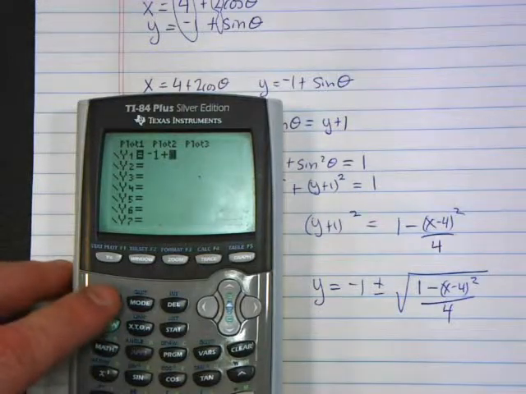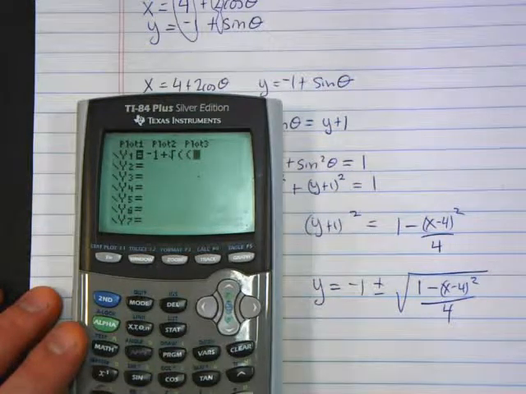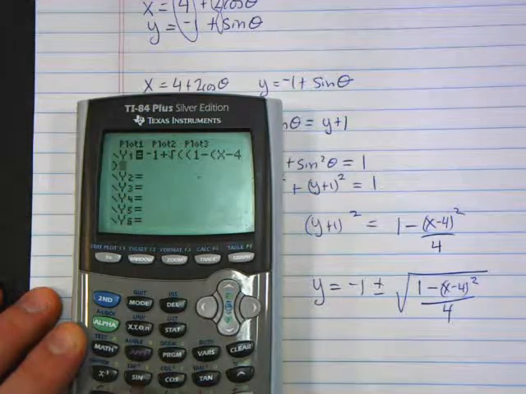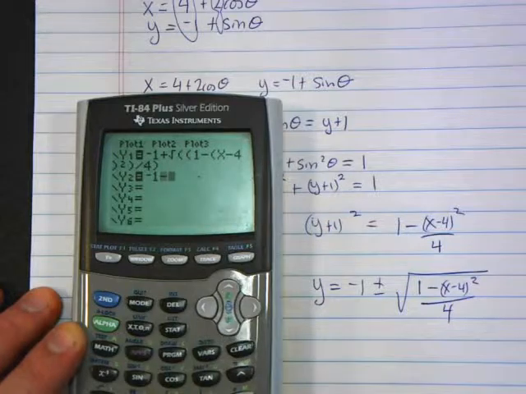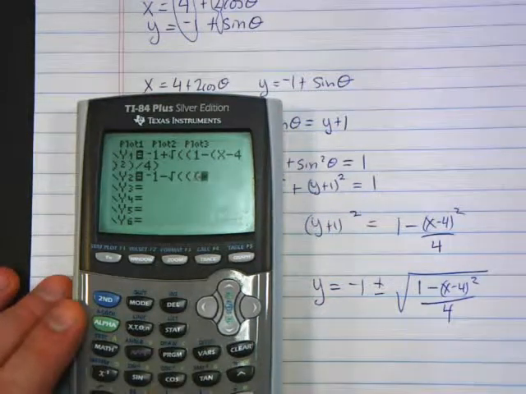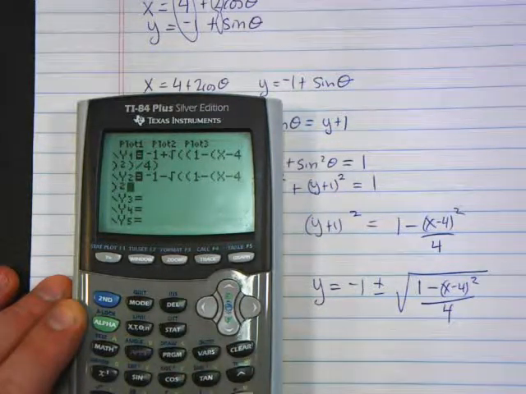plus square root of 1 minus x minus 4 squared over 4. And then I've got to do negative 1 minus the square root of 1 minus x minus 4 squared over 4. And I hope I have my parentheses right.